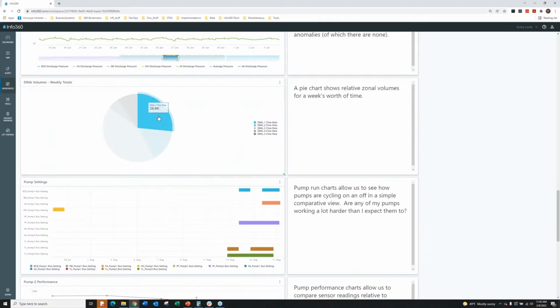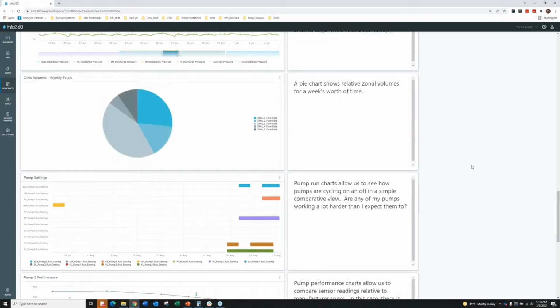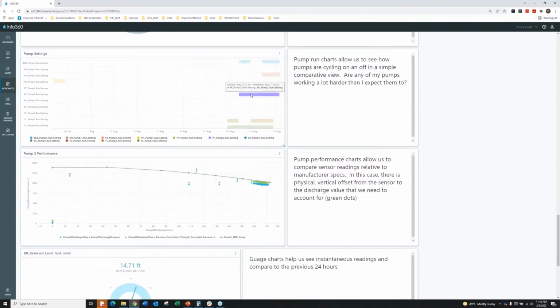DMA volumes, again, having now calculated my mass balance and my usage, I can compare all of my volumes as a percentage of the whole. I briefly mentioned the pump run setting. The value of this is I can see exactly what my pump cycle times look like. This is probably not the most interesting pump data, but it allows us to see at a glance how and when all of my pumps are cycling on and off relative to each other.